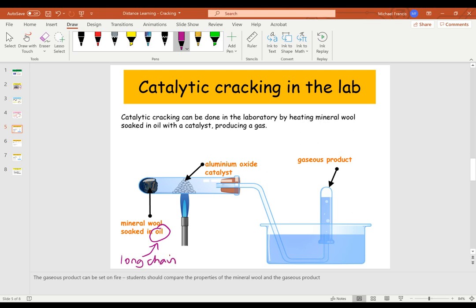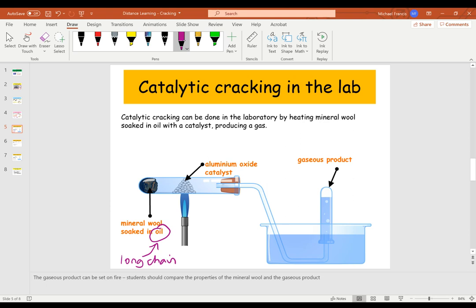So we're taking some mineral wool and we're soaking that in oil. That's just so that the oil doesn't go absolutely everywhere. So this is just to hold the oil all in one place. Our catalyst is aluminium oxide.